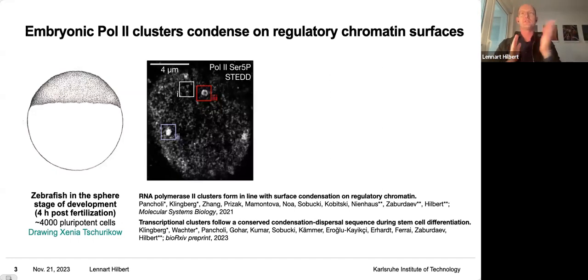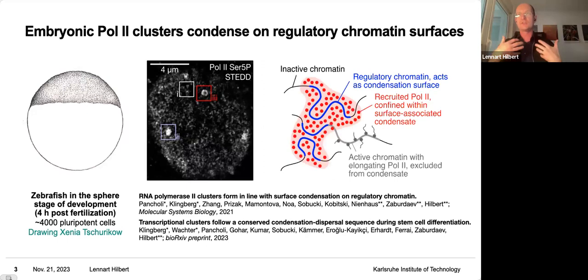So this here is by super resolution imaging, as referenced by Simon in the beginning. And you can see inside of these boxes that you have very distinct, very big, and also pluripotency-specific clusters of polymerase that emerge. And these clusters, as you can also read in the past work, we and others have found can be explained, or their formation can be explained, by surface condensation.